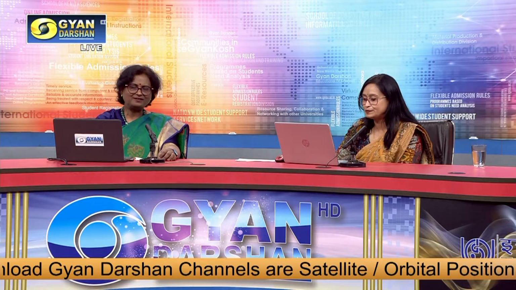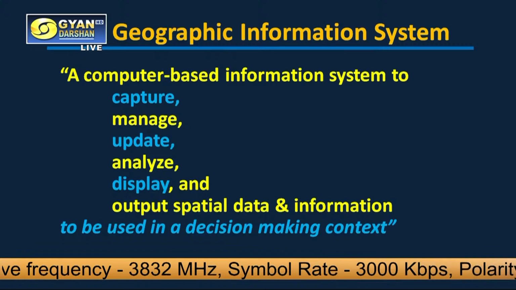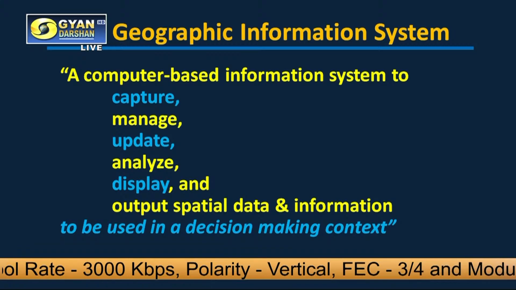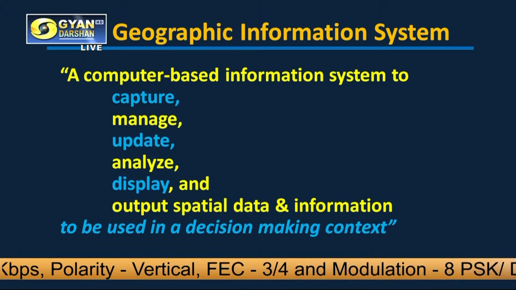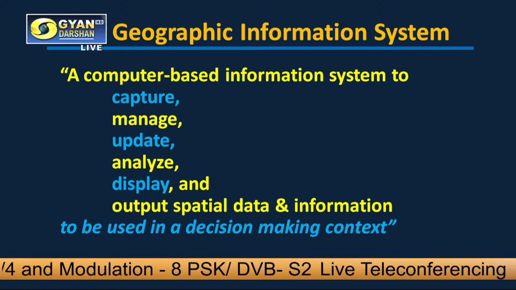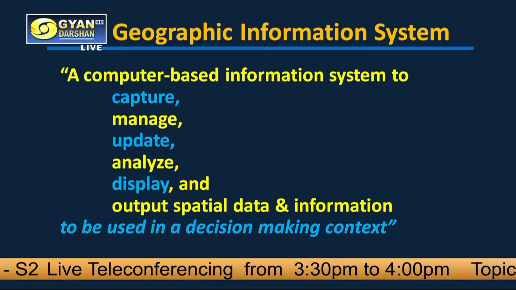Thank you, Dr. Kakoli. We had discussed the various components which included remote sensing and photogrammetry, and now we will discuss the geographic information system. We call it GIS. It is defined as a computer-based information system to capture, manage, update, analyze, display, and output spatial data and information which can be used in a decision-making context.